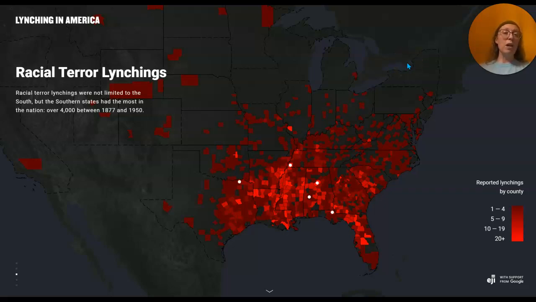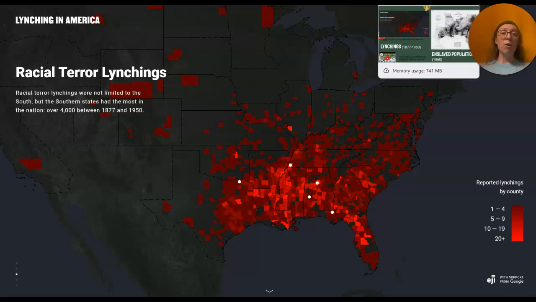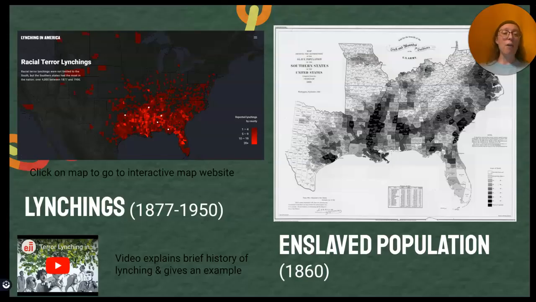When we take a look at where lynchings happen, first of all, I just want to note that Kansas had 18 lynchings between 1877 and 1950. Okay, so Kansas is not immune. It happened all over the country. However, if you look at the map, you can see the most common down here by the Mississippi River and through the heart of the South.